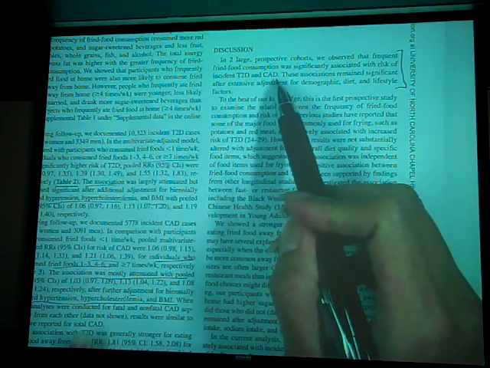So now we're going to move on to the specifics of this particular discussion section. The first thing the authors do is interpret the results. That's right here. I want to make sure that they interpret the results in the same way that I had. If I look here, we observed that frequent fried food consumption was significantly associated with the risk of type 2 diabetes and coronary artery disease. These associations remain significant after extensive adjustment for a certain set of confounding variables. And that's the same conclusion that I came to.